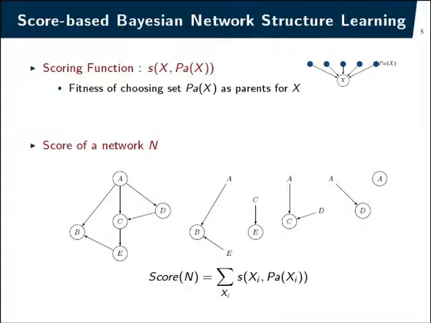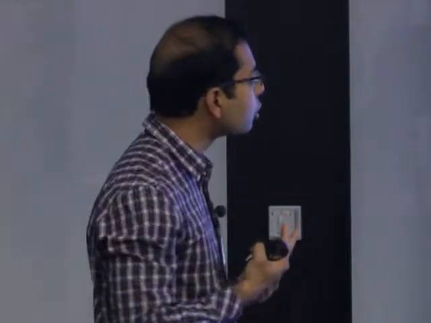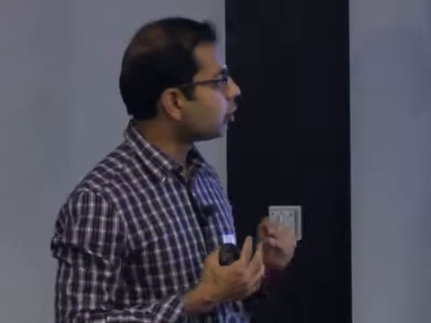So coming to the scoring function. As I said, we want to find the best DAG which maximizes a particular scoring function. In this project we focused on decomposable scoring functions, such that for each node, if you can compute this particular function and then add up across all the nodes, that is the scoring function you have. What this does is it basically says what is the fitness of choosing PAX as parents of X, where PAX is a subset of all the other genes.